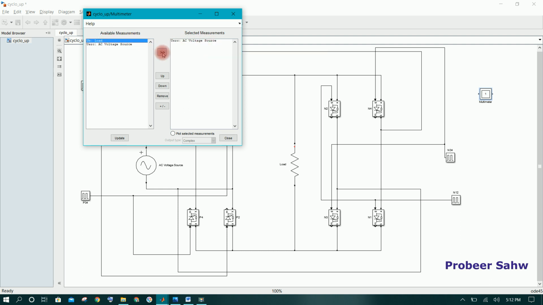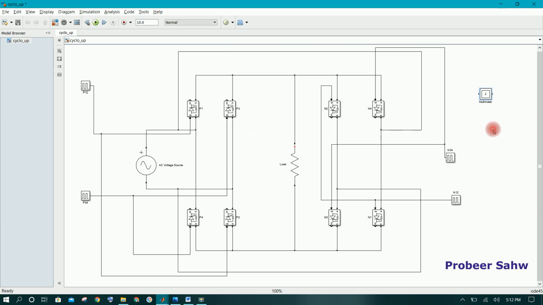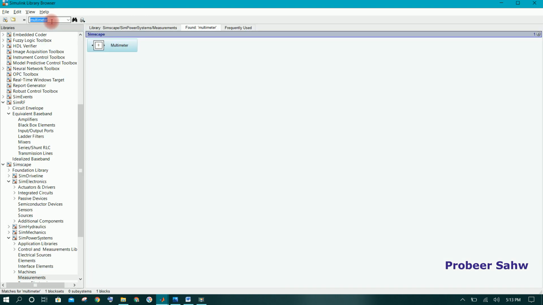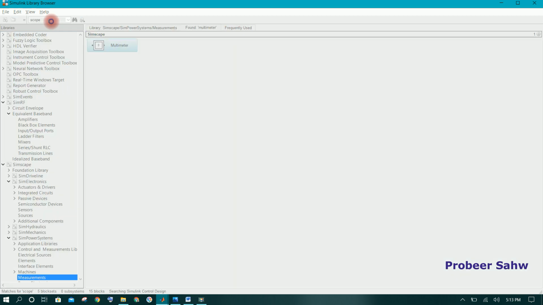Similarly, add the voltage of load. After this, close this dialog box. Now you can see on multimeter the number has changed to 2. So the output of voltage source and load is available in this multimeter. Now I will be required to display the output of this multimeter graphically. So I'm going to add a block named scope.